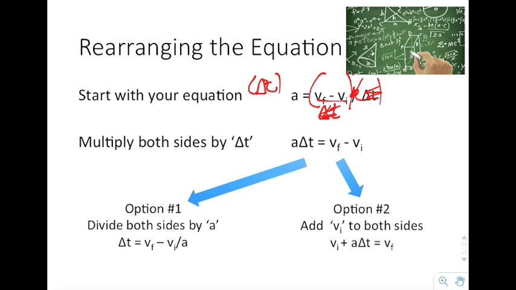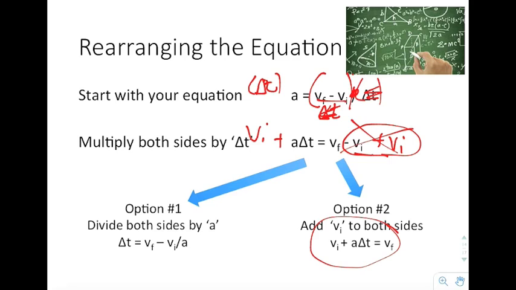So this allows me to go one of two ways. I can take this and solve for VF, I can solve for delta t, or I could even solve for VI if I wanted to, but generally that's not one thing that's solved for, because in most situations you have the initial velocity of something. So option number one is I would add VI to both sides. Remember, when I add VI to both sides, it doesn't change the value of the equation. Minus VI and plus VI will cancel out, leaving me with VI plus a delta t equals VF. This is a very common version of the equation that you see in many physics textbooks.